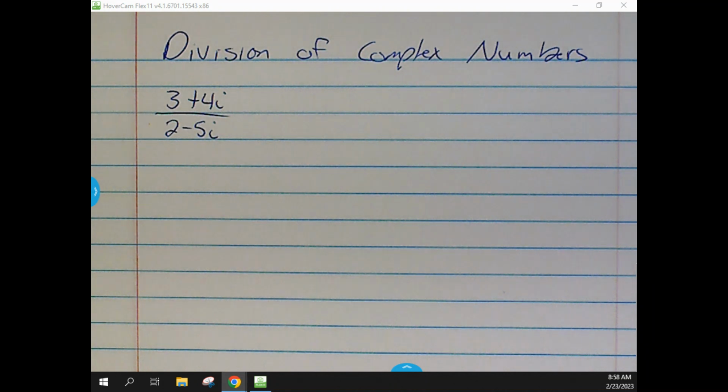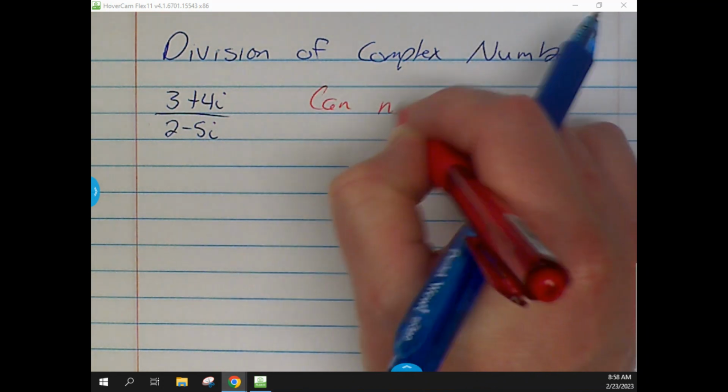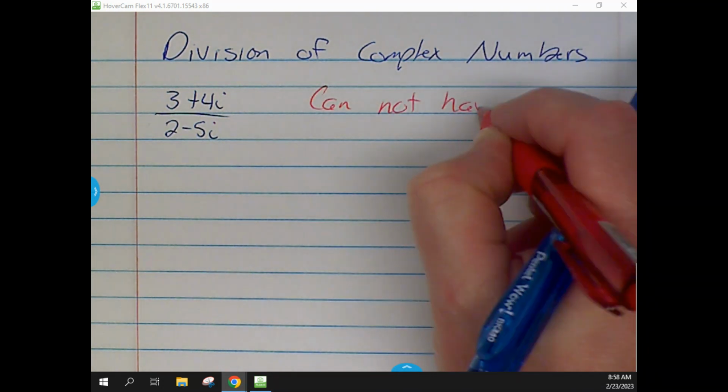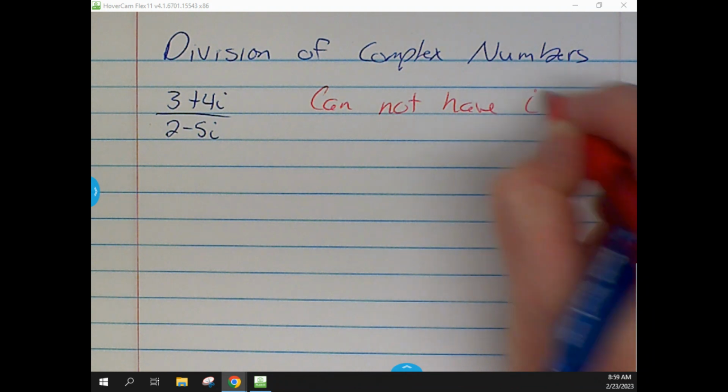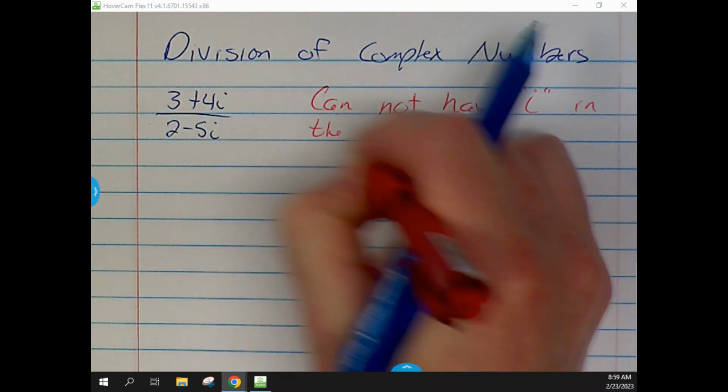But here's the big thing, and I don't know if eventually this may go away a little bit because of computers, but anyway, they're still making us go through and talk about this one. The big thing with division is you cannot have i in the denominator.